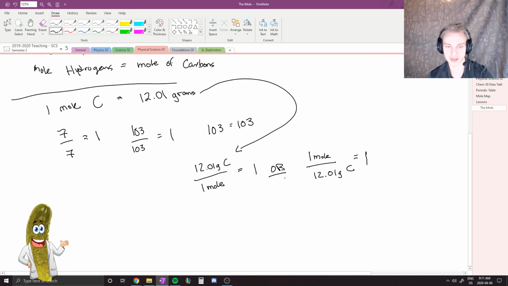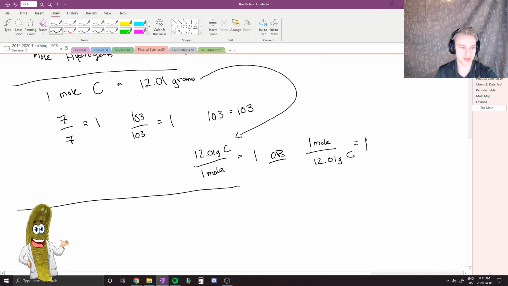The other interesting thing that happens with moles is that as we're working through units, we want to be able to cancel units off.